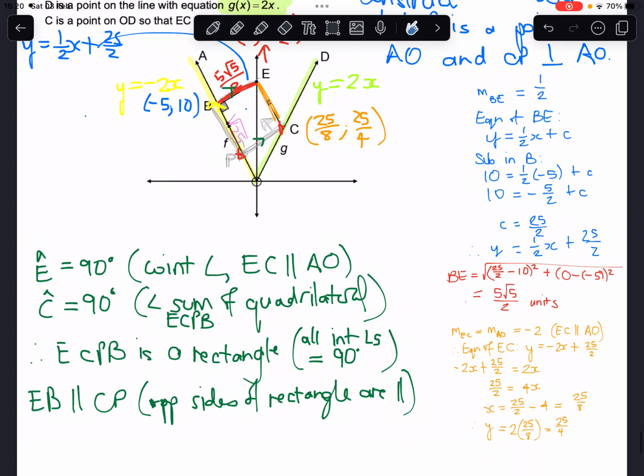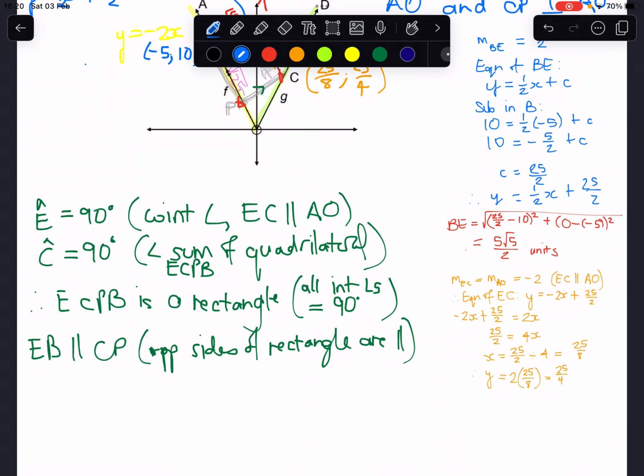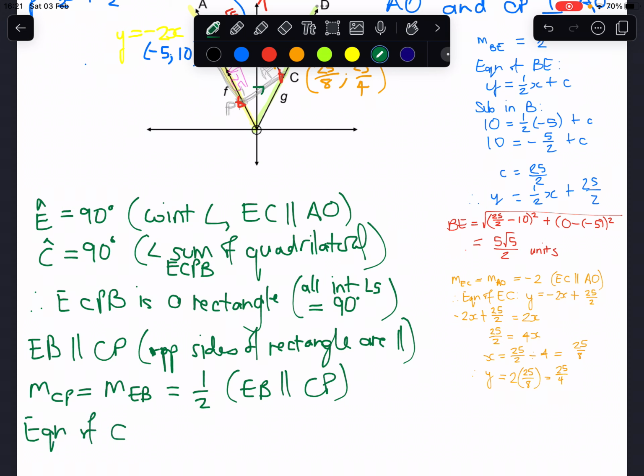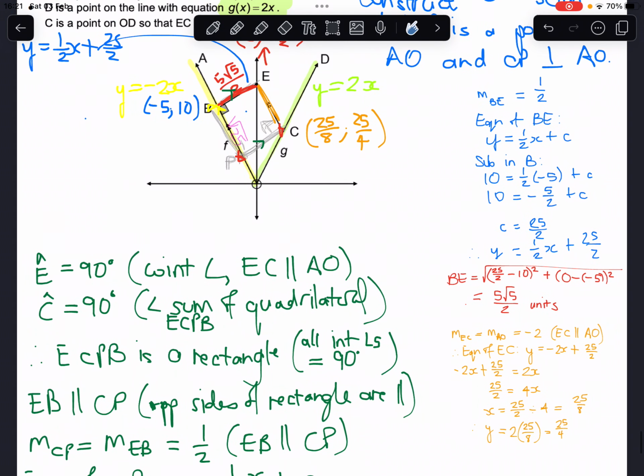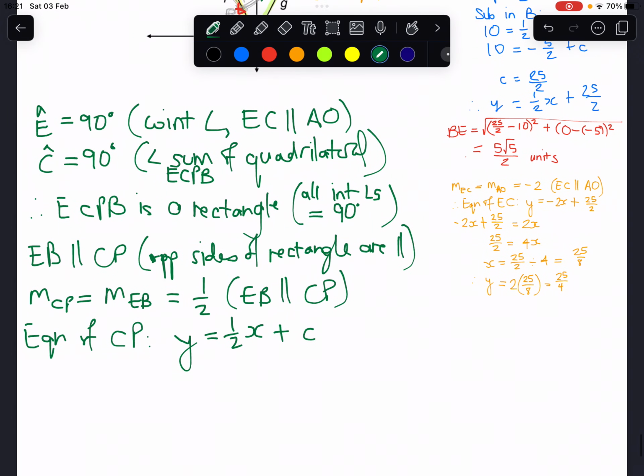So we can say the same for CP, right? So the gradient of CP will be equal to the gradient of EB, which is equal to a half, because EB is parallel to CP. So therefore, the equation of CP is going to be something like y is equal to a half x plus something, right? And then we can find the something by subbing in the point that we know on CP, which is C. So let's go ahead and do that.